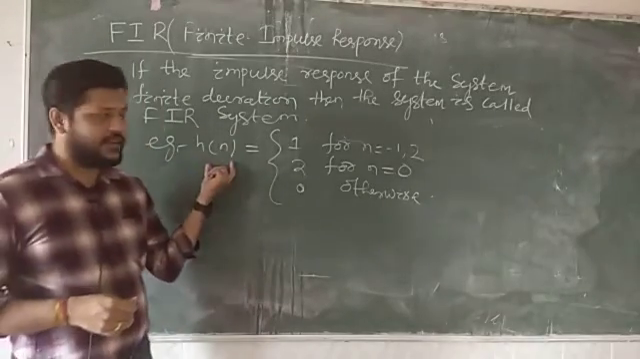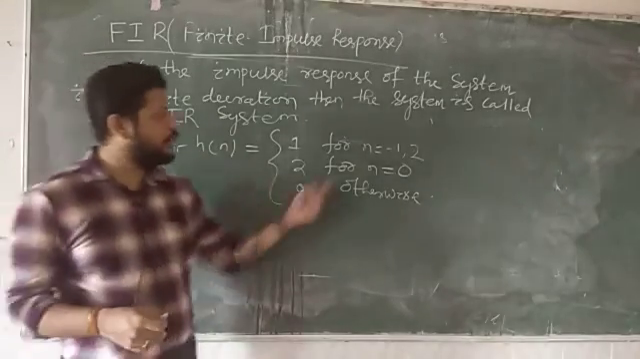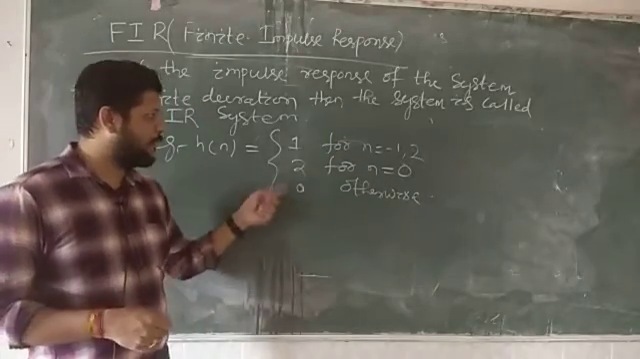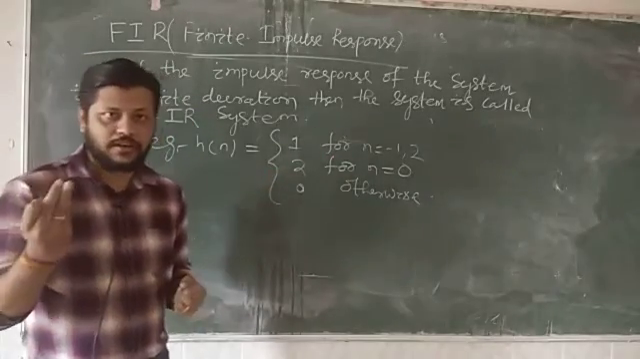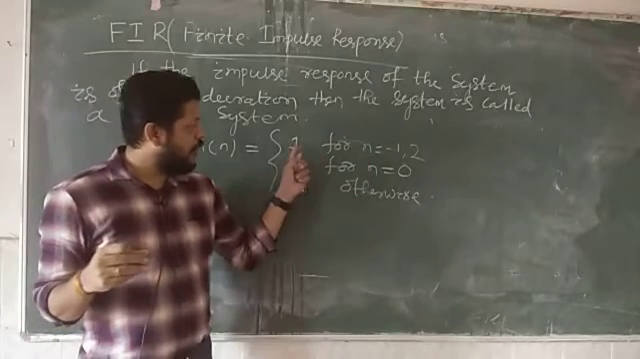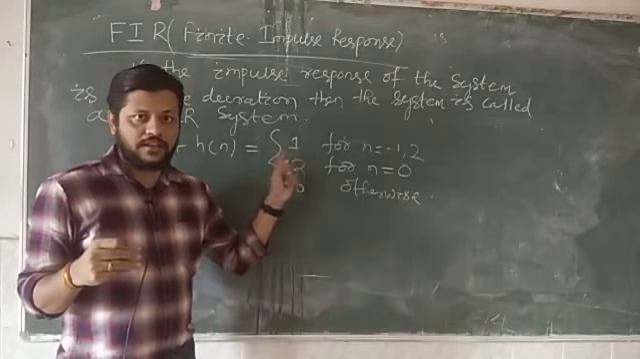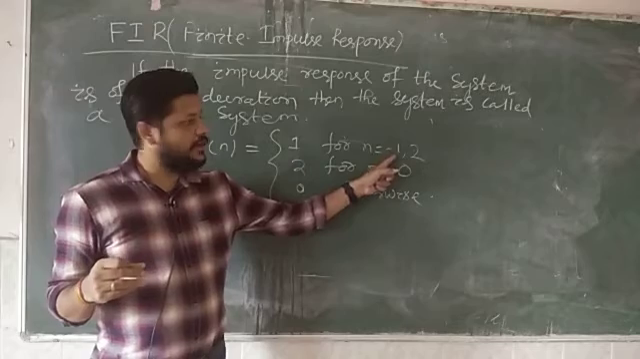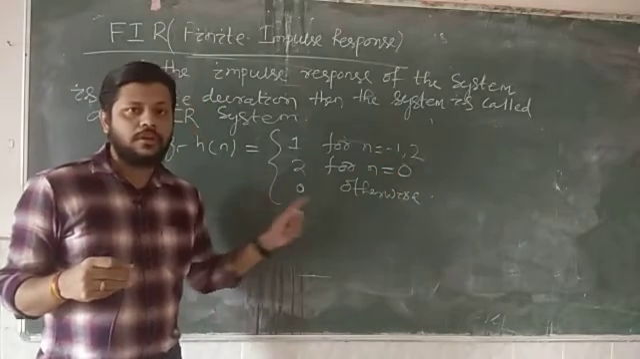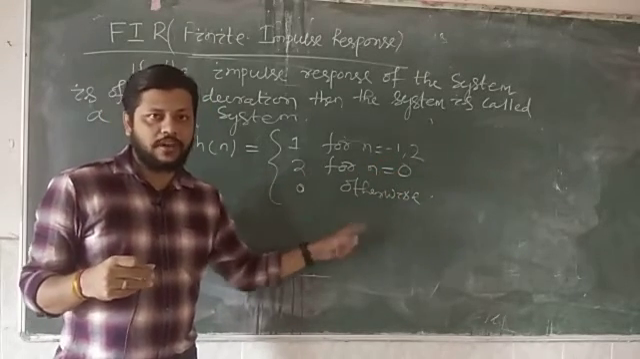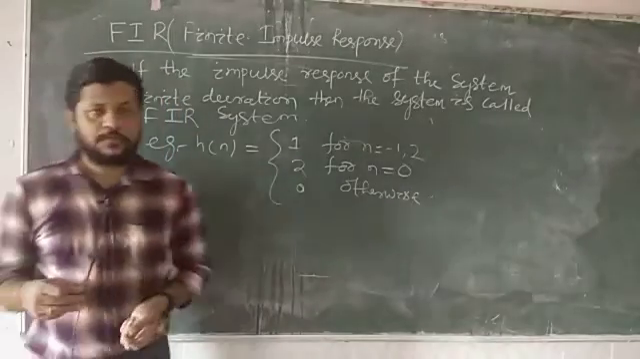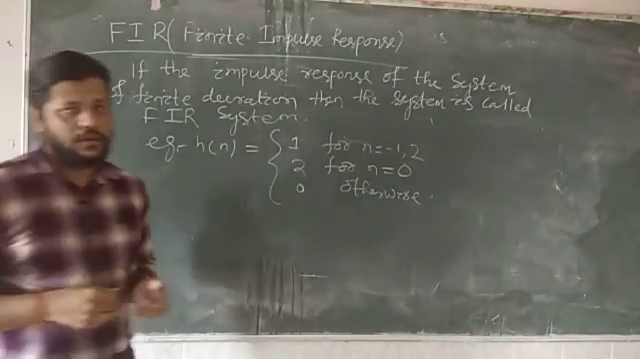So here I have given an example h[n]. You can see here h[n] is 1 for n equal to -1 and 1, 2 for n equal to 0, and 0 otherwise. That means only 3 samples are present. We can count them, because h[n] is 1, that is the amplitude is 1, for n equal to -1 and 1, that is time -1 and time 1. At time 0 the amplitude is 2. For any other time value the amplitude is 0. So that's why this type of system response is known as an FIR system.